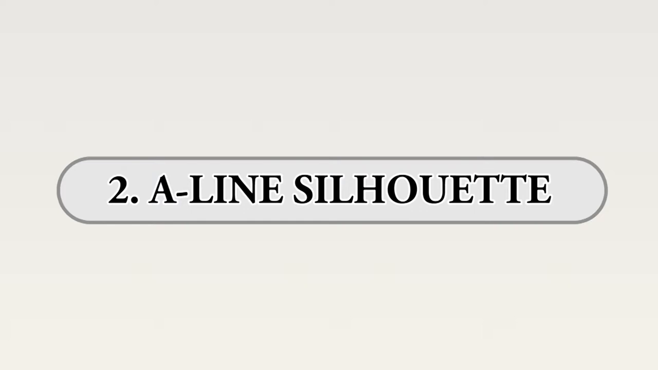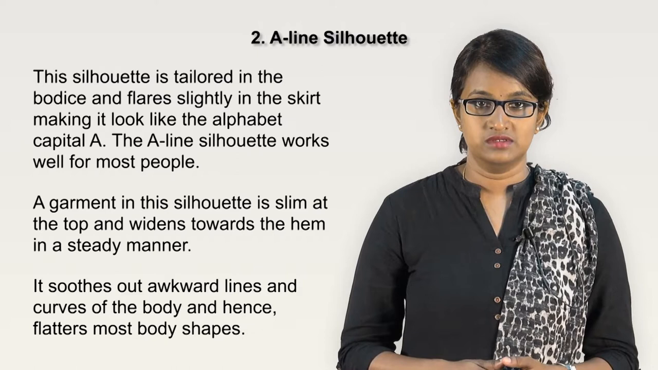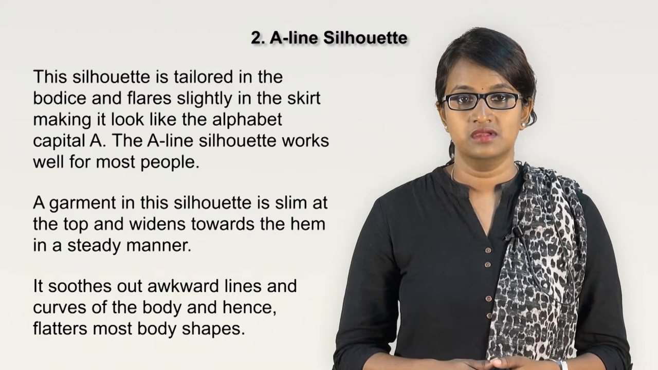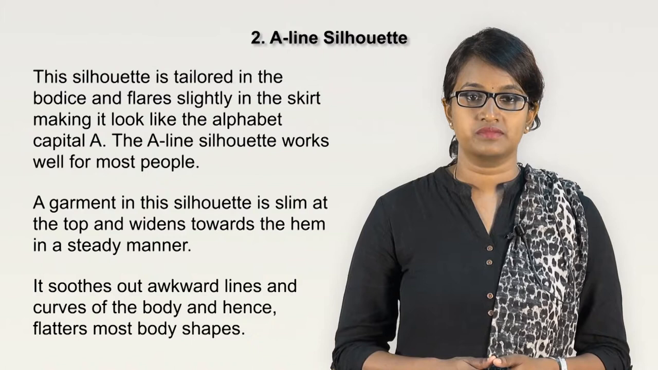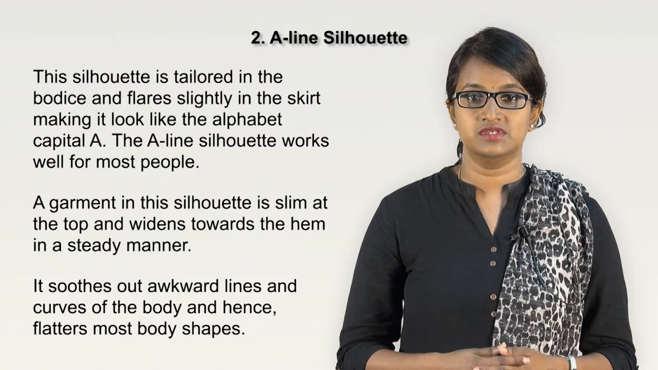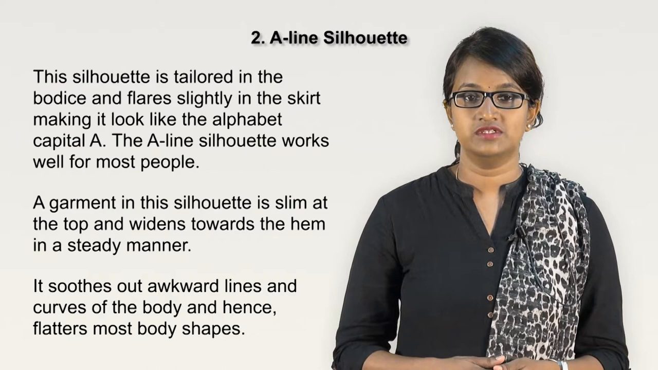A-line silhouette. This silhouette is tailored in the bodice and flares slightly in the skirt, making it look like the capital letter A. The A-line silhouette works well for most people. A garment in this silhouette is slim at the top and widens towards the hem in a steady manner. It smooths out awkward lines and curves of the body and hence flatters most body shapes.